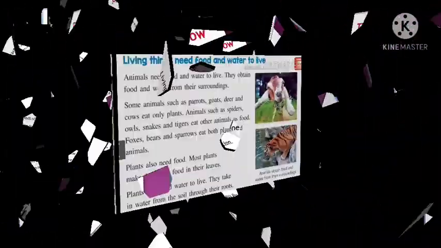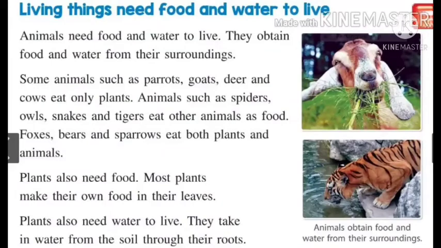So, let's start. The characteristics of living things. Living things need food and water to live. Animals need food and water to live. They obtain food and water from their surroundings. Some animals such as parrots, goats, deer and cows eat only plants. Animals such as spiders, owls, snakes and tigers eat other animals as food. Foxes, bears and sparrows eat both plants and animals.